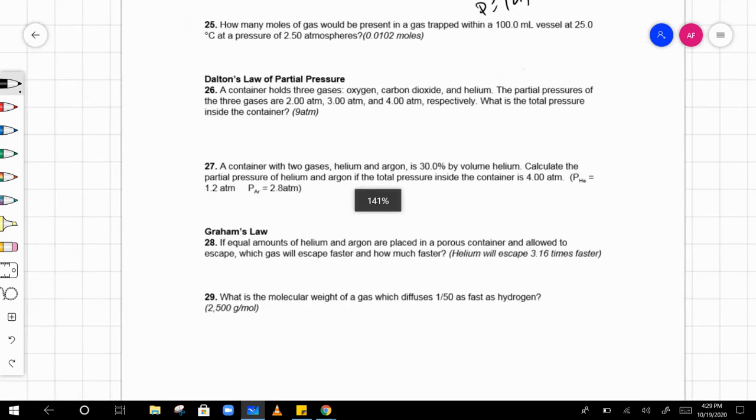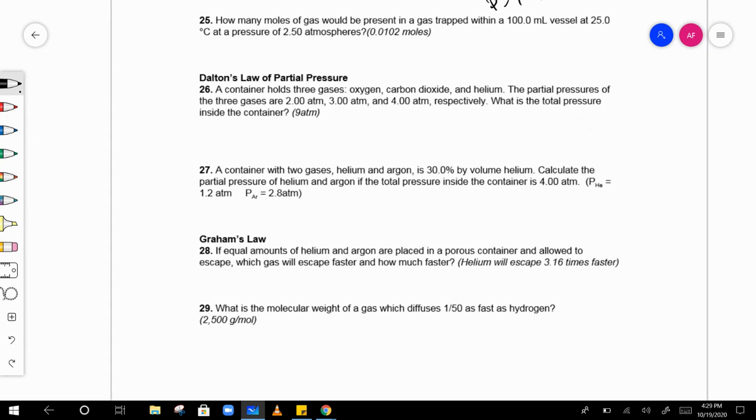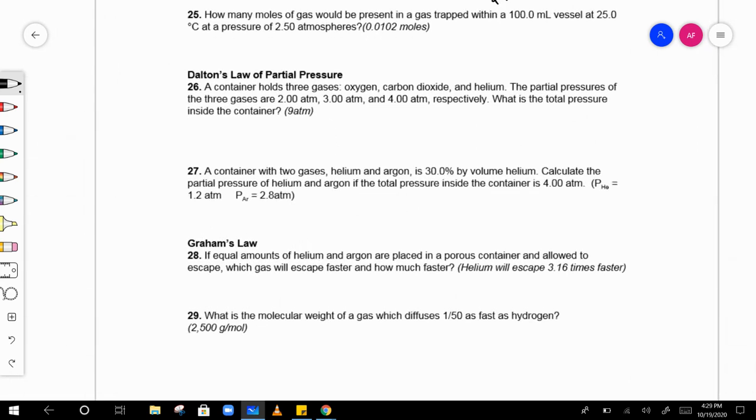Okay, so let's look at Dalton's law of partial pressure. A container holds 3 gases. The partial pressures of the 3 gases are 2, 3, and 4. So you just add them all up: 2 plus 3 plus 4, 9. The pressure of oxygen plus the pressure of CO2 plus the pressure of helium equals the total pressure.